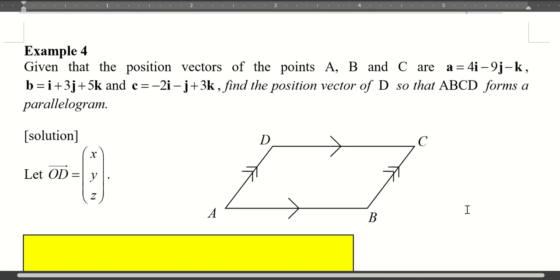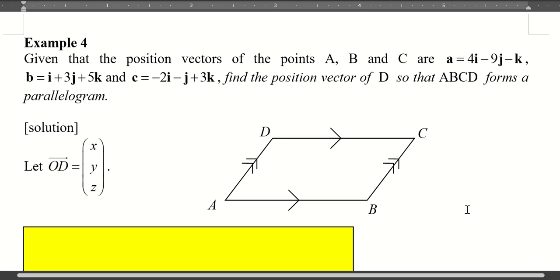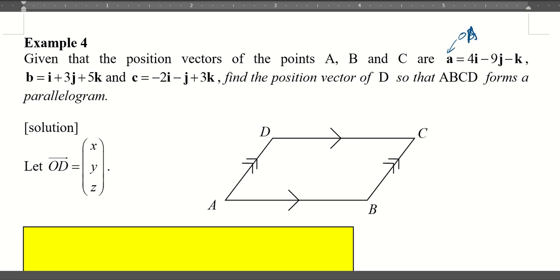Next example, example 4. Here we are given the position vectors of points A, B, and C, meaning vectors OA, OB and OC. Can you find a 4th point D, that is, the position vector of D, such that this 4th point D, together with the earlier 3 points A, B, C, actually forms a parallelogram, and it must be in this order, A, B, C, D.